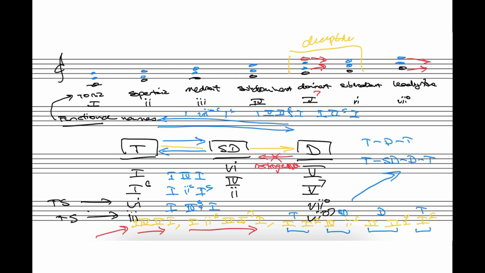Next, let's analyze a passage of music starting with its Roman numerals, and it'll paint part of the picture about what's going on in the music. Then we're going to analyze the type of harmonic progression that this is, whether it's a tonic dominant tonic progression or a tonic subdominant dominant tonic function.